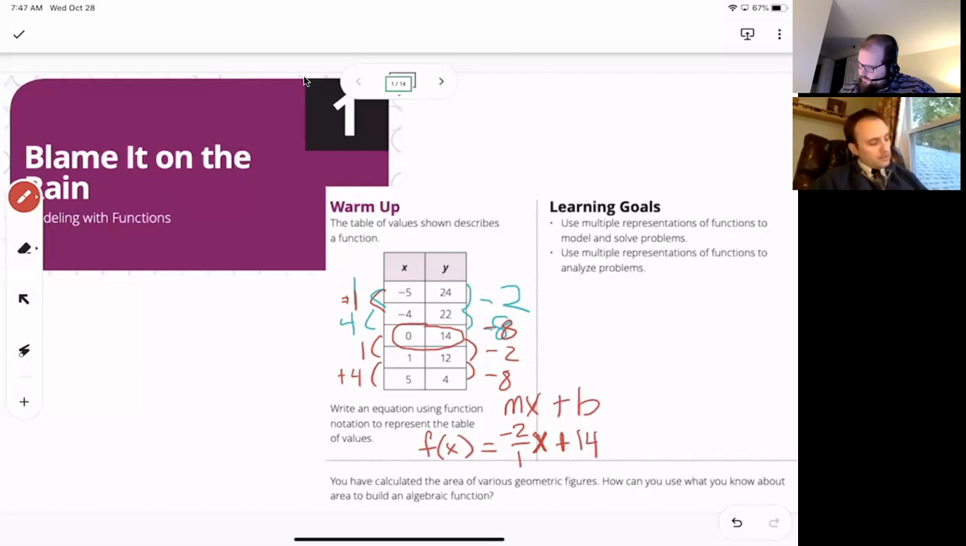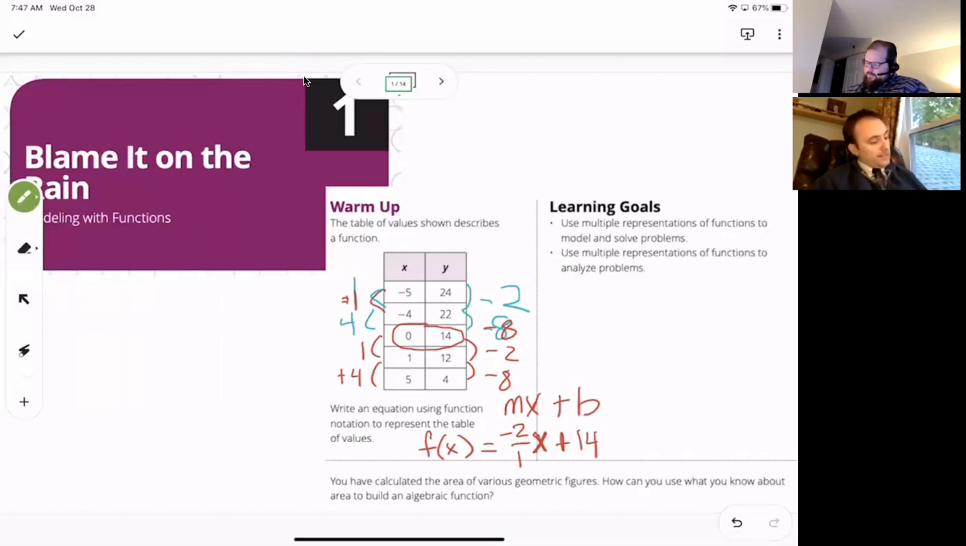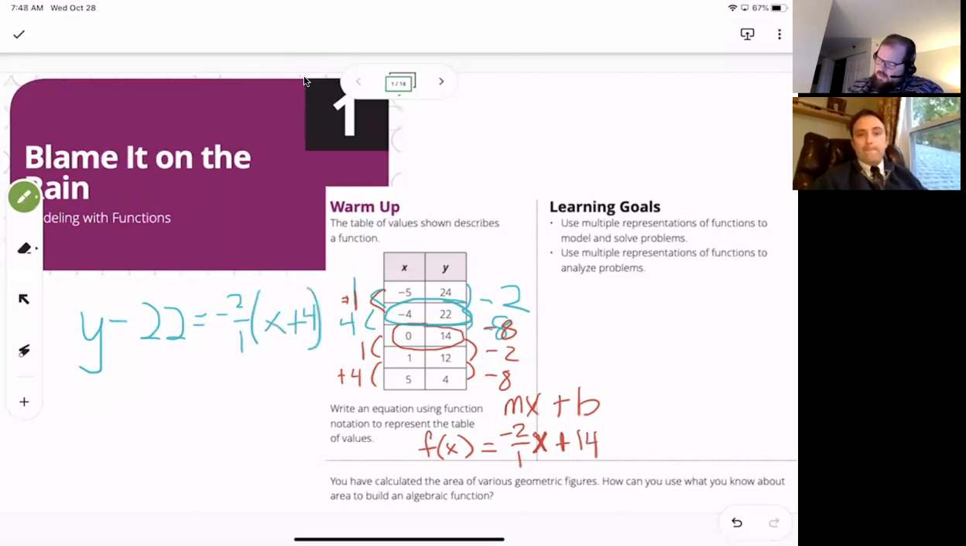Now, they may also know some other form, so I'm going to write one other form. Ooh, I like it. So I'm going to pick this point, -4, 22, and I'm going to write it in point slope form. y minus 22. We still have the same slope. Then x minus -4. Could we have done the same thing with the point like 5, 4 and said y minus 4 is equal to -2 over 1, x minus 5? We certainly could have.